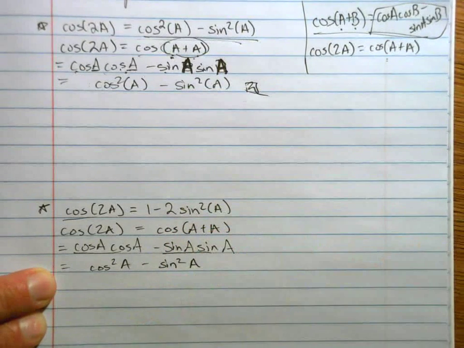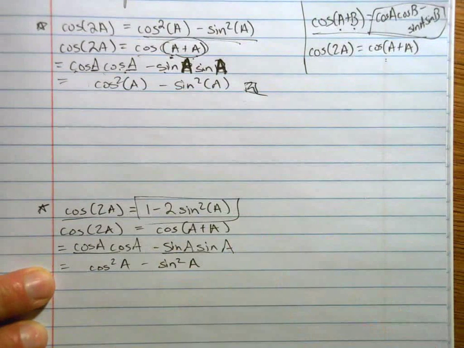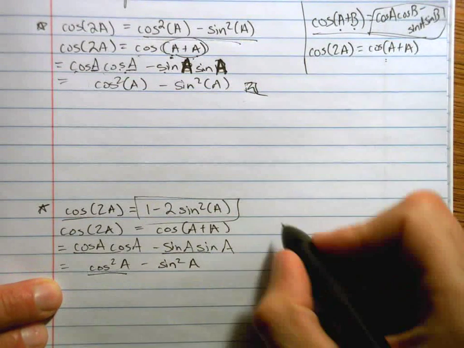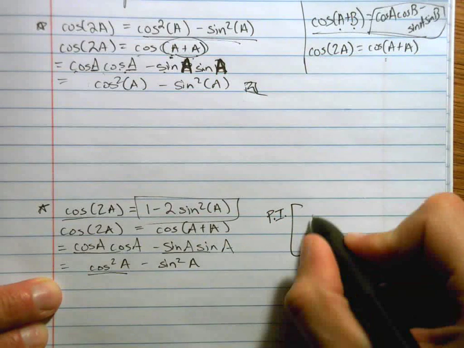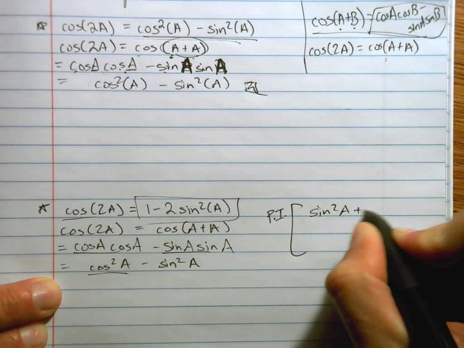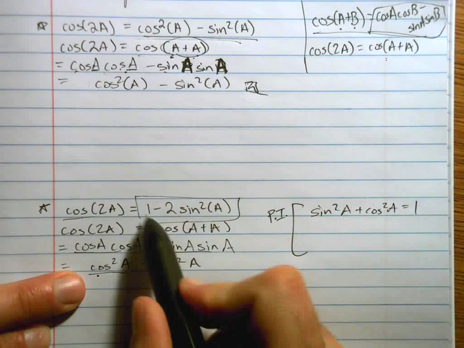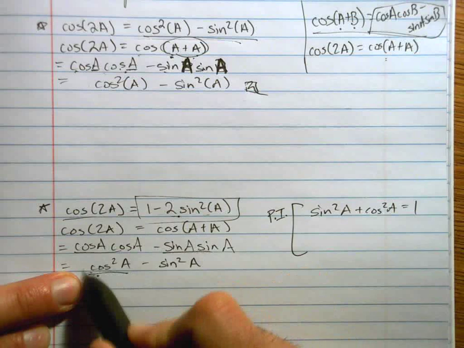Now here's the thing. What do I want it to look like? Am I allowed to have any cosines at the end? No, right? So I've got to find a way to get rid of this. Oh wait, we've got that handy Pythagorean identity. It's got stuff in terms of sine and cosine. So since this is a cosine squared, and I don't want it, because this stuff is all in terms of sine, I can get rid of this cosine squared. How do I get rid of it?